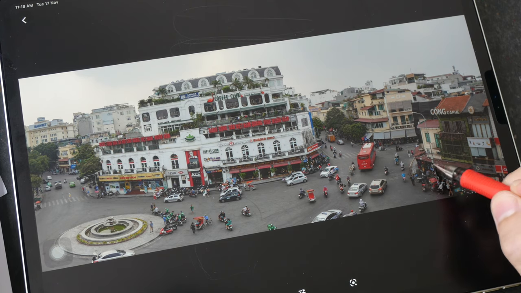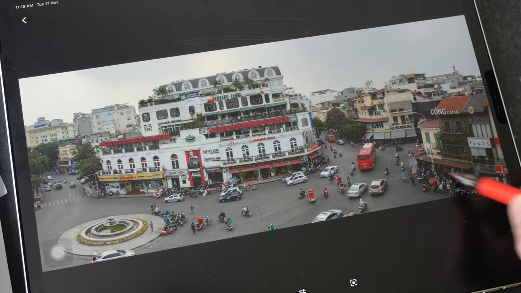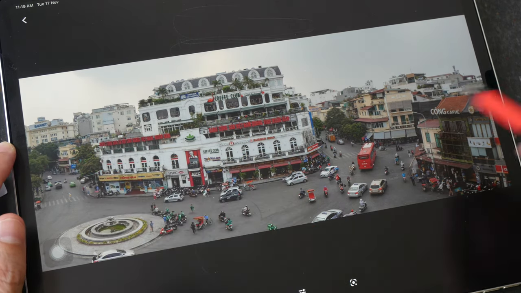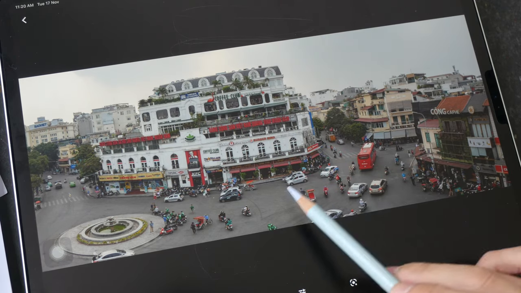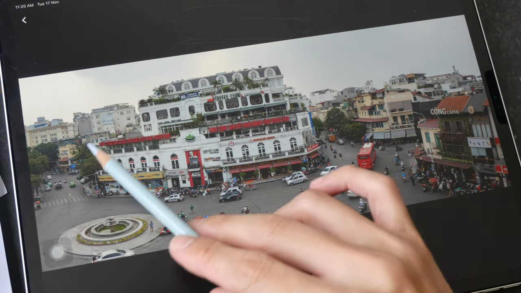You see this line here? This diagonal line is also affected by the vanishing point on the horizon. And all these vehicles here are also affected by the horizon line.